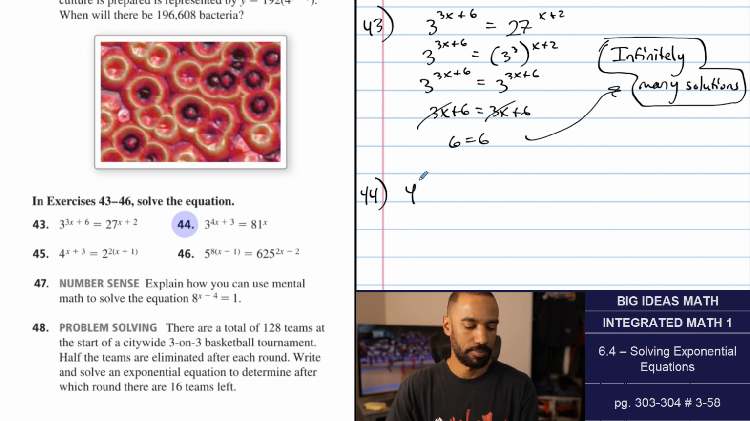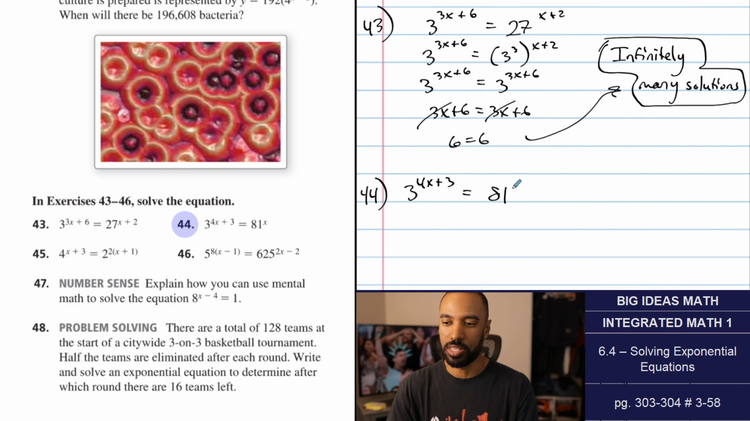3 to the 4x plus 3 equals 81 to the x. 81 being 3 to the 4th power.